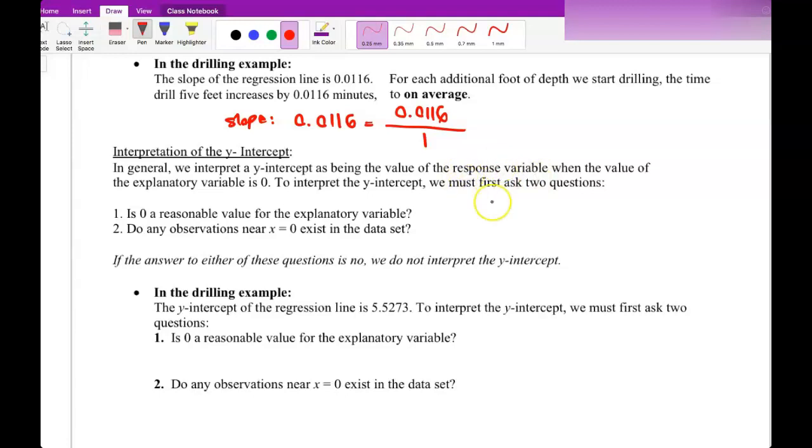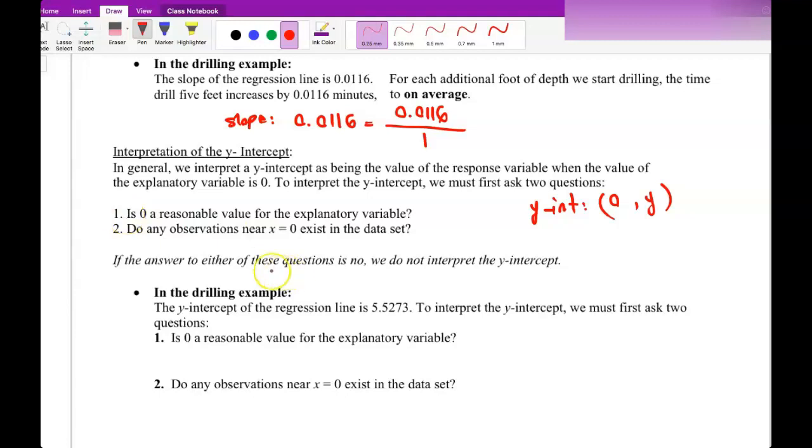So here again we have the same thing. When the value of the explanatory variable is 0, so when x is 0, to interpret the y-intercept, we already know that for the y-intercept we have x equal to 0, and we need to find y. So this is exactly that one. So x is 0. To interpret the y-intercept, we must first ask two questions.